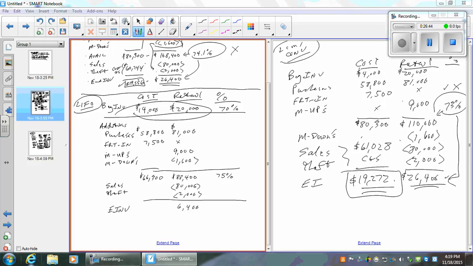Now that's the new layer of the ending inventory, right? So here's the old layer. Be sure and do that. Don't leave that out. It's the old layer. This is the new layer.